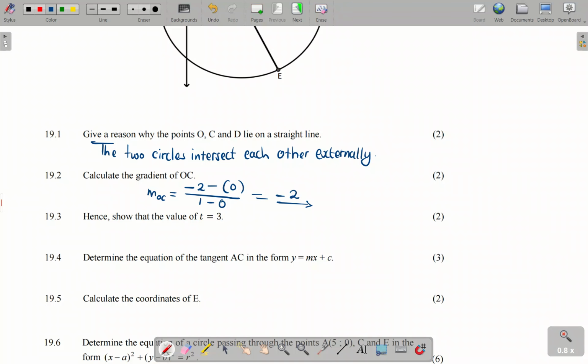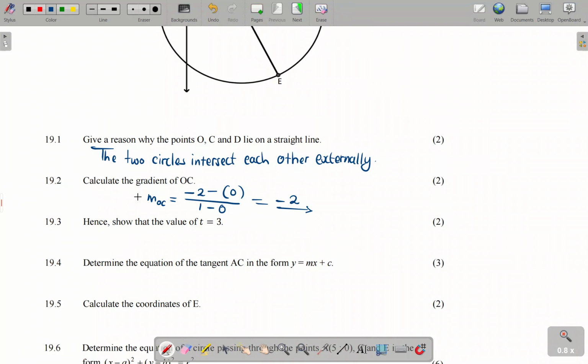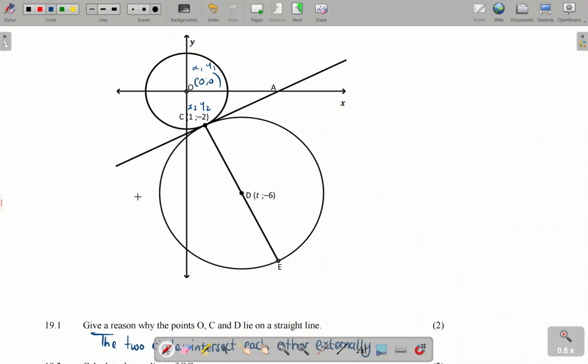Hence show that, hence meaning there is a connection between the previous question and this one here. So hence show that the value of t is equal to 3. We have to show that the value of t is equal to 3.